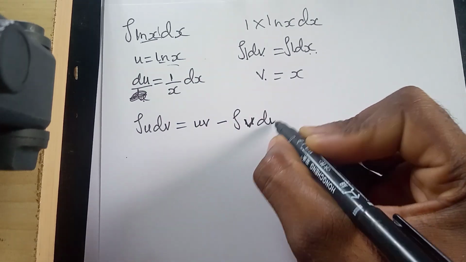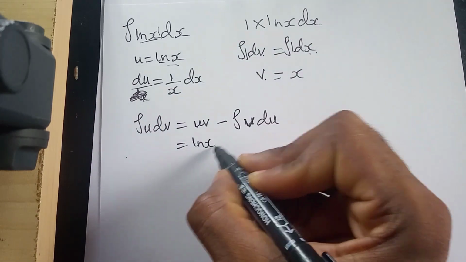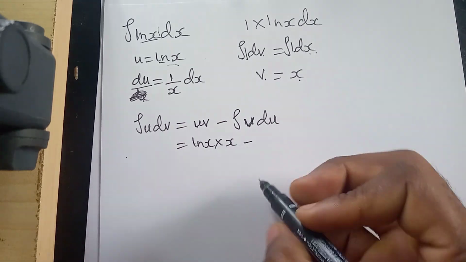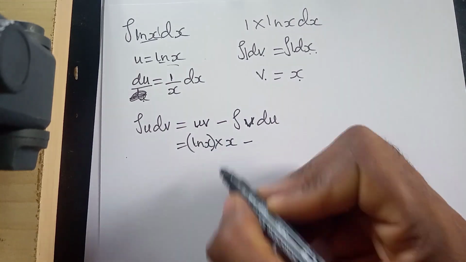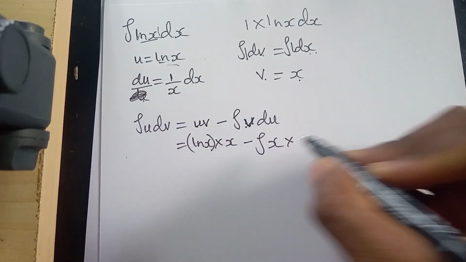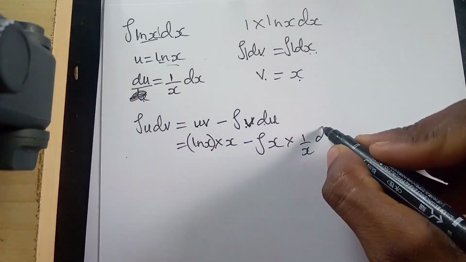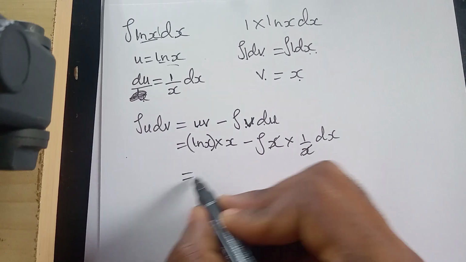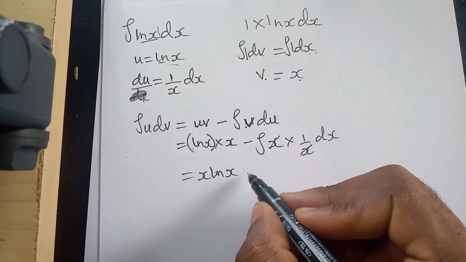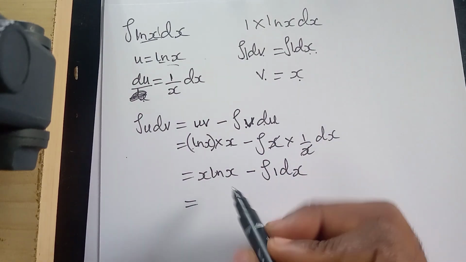So our u is natural log x, and our v is x, and then minus, make sure I put this in brackets, our v here is x, multiplied by our du, which is 1 over x dx. So this and this will cancel out, then you can multiply these two so that you have x multiplied by natural log x minus the integral of, this will simply be a 1 dx.